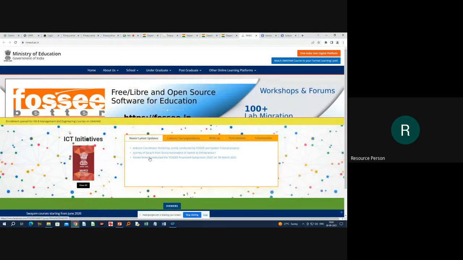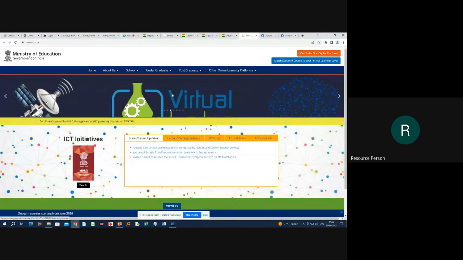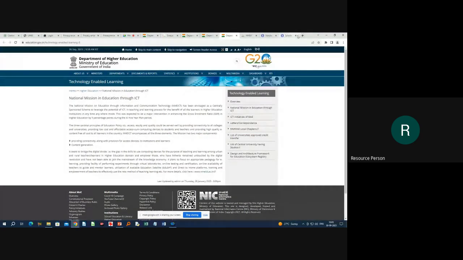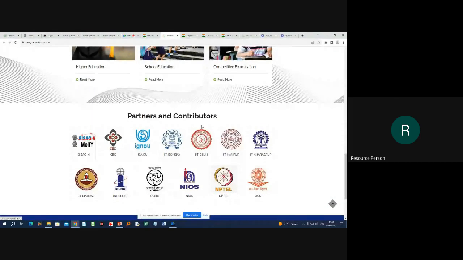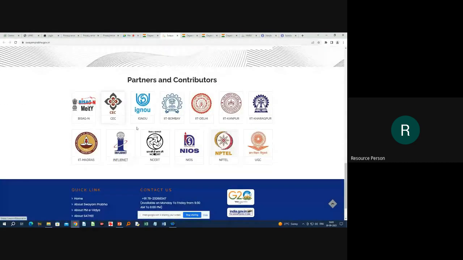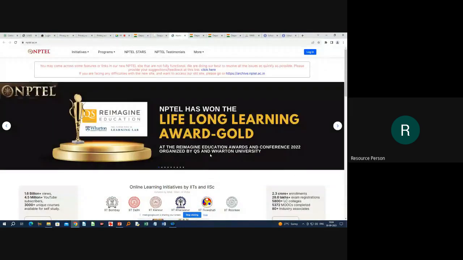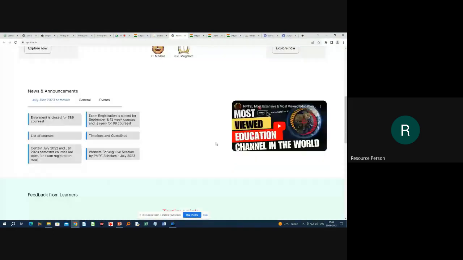So I would request all the participants to kindly browse through these national digital resources and start using them one by one. Now, some of the resources I would like to demonstrate right away. For example, the IGNOU resources are available here through a link. Apart from that, NCERT resources are available here. NPTEL that we talked about is available here. So let me open the NPTEL. National Program on Technology Enhanced Learning, right?